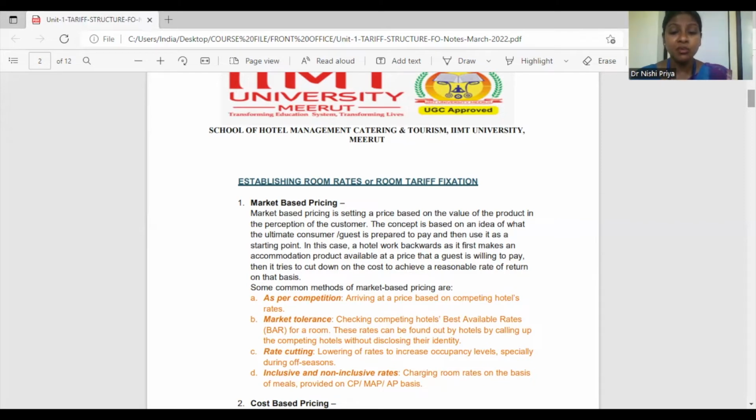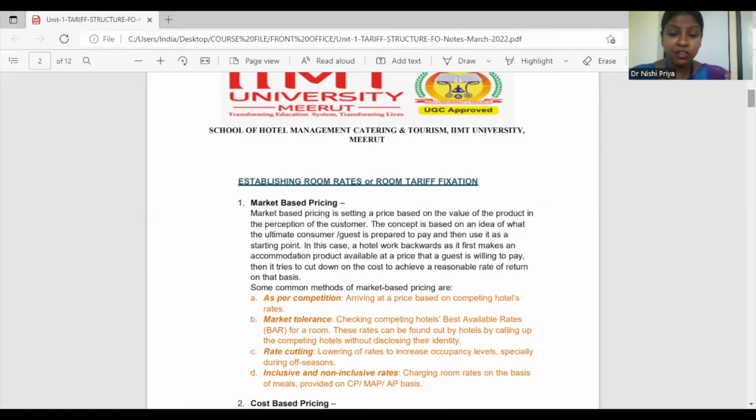Some common methods of market-based pricing are as per competition, market tolerance, and rate cutting. Rate cutting is nothing but lowering the rates to increase occupancy level. Market tolerance means checking the competing hotels' best available rate, called BAR, for a room. These rates can be found out by calling the competing hotels without disclosing your identity. Then you have as per competition, arriving at a price based on competition.